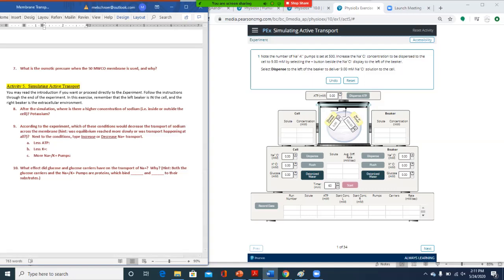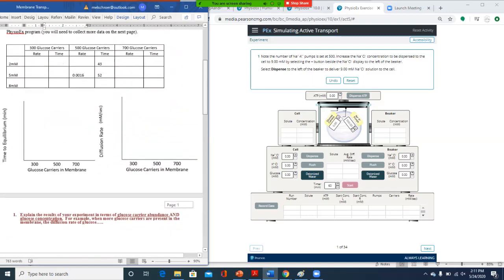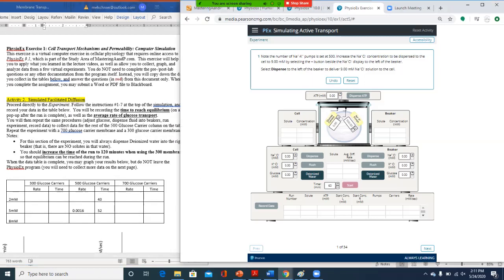When you are finished with this exercise, please save the file and submit it to me on Blackboard via that assignments link.